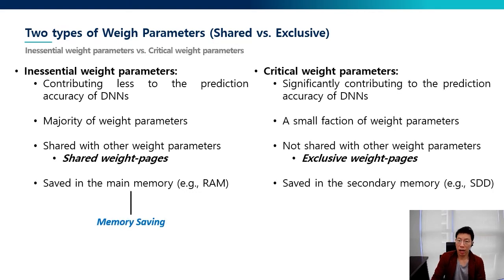The second type are critical weight parameters that are assumed to play a significant role in providing the expected prediction target accuracy. We call these prediction accuracy preserving weight parameters exclusive weight parameters, which we must preserve unaltered in order to ensure the desired prediction accuracy. They are exclusively saved in the secondary memory, such as SSD, without sharing.